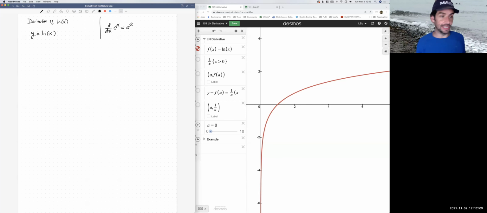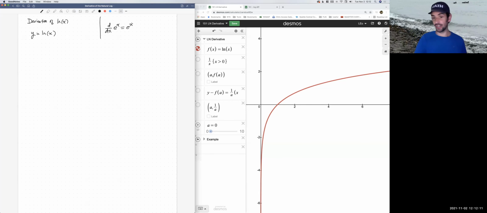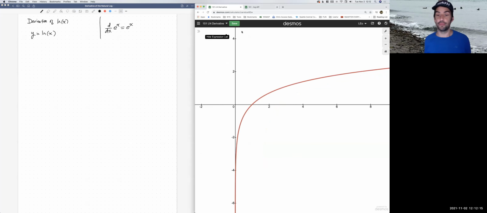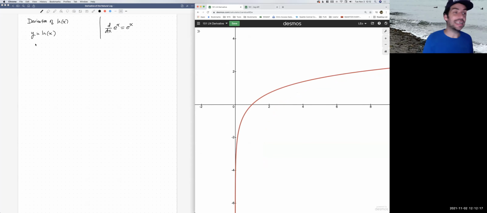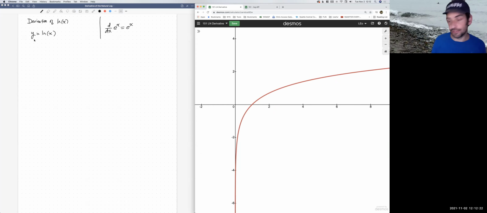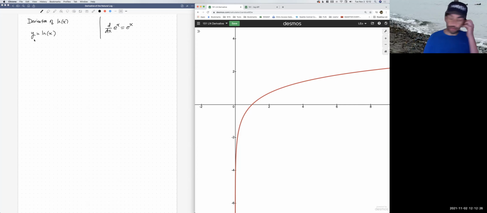So the first thing we have to remember about the natural log, I've got a graph of the natural log up here. If you don't remember what that looks like, it is the inverse function. The natural log is the inverse function to the exponential function, okay? So what does that mean?